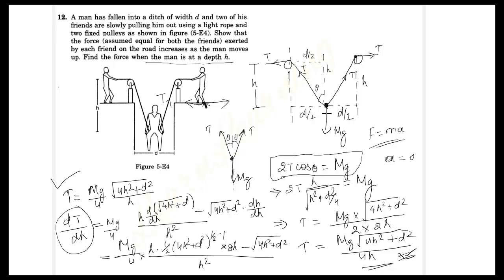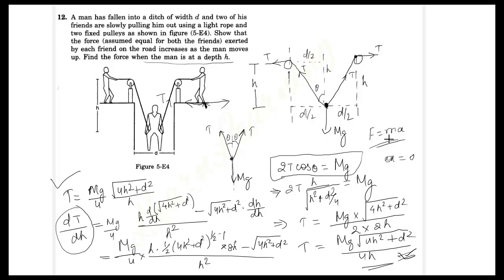So we draw a line diagram here. We see that there is a tension acting along the string. The weight mg is acting downwards. This is again a tension. Let's say this is angle theta. This is half of the width of the ditch, so this is d by 2. We see that in the upward direction there are two forces, T cos theta and T cos theta. So 2T cos theta is equal to mg.